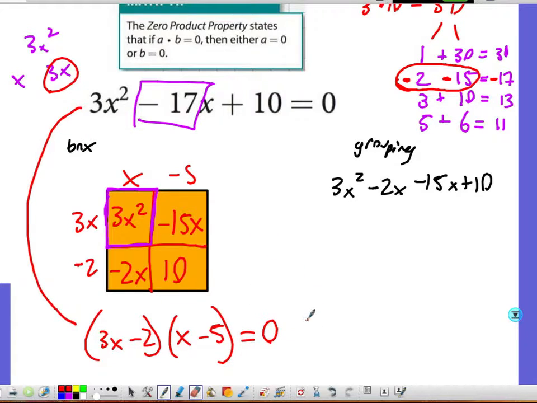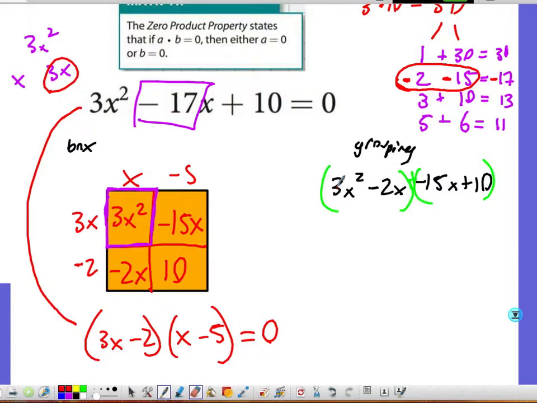There we go. Now what about grouping? Let's take a look here. Remember, with grouping, you're going to group the first two terms and then the last two terms together. And in between those two parentheses, there's a plus sign. Now, with the grouping method, you want to look at your first parentheses and see what you can take out from both of these.